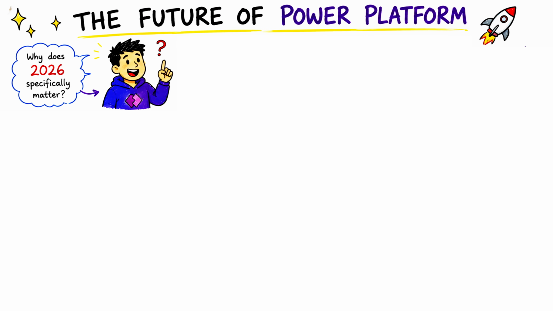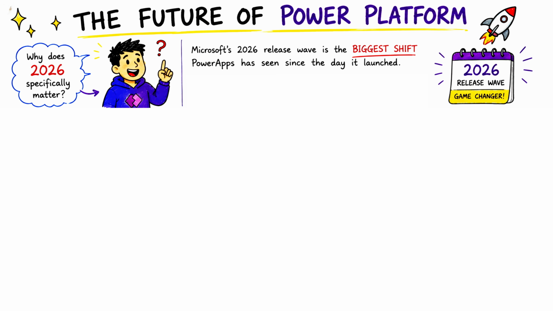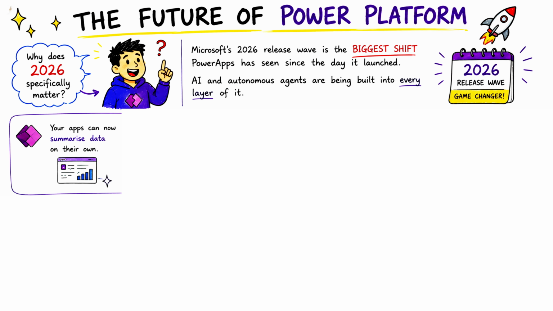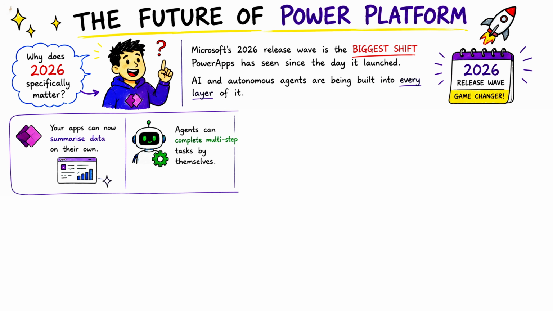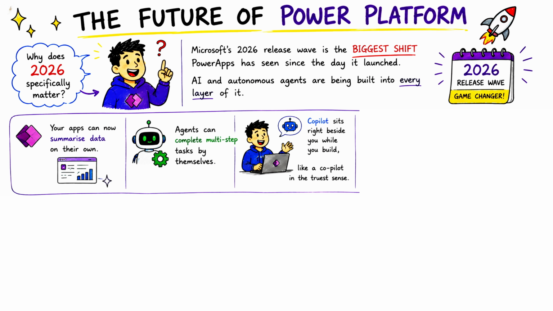Now, why does 2026 specifically matter? Because Microsoft's 2026 release wave is the biggest shift Power Apps has seen since the day it launched. AI and autonomous agents are being built into every layer of it. Your apps can now summarize data on their own. Agents can complete multi-step tasks by themselves. And Copilot sits right beside you while you build, like a co-pilot in the truest sense.